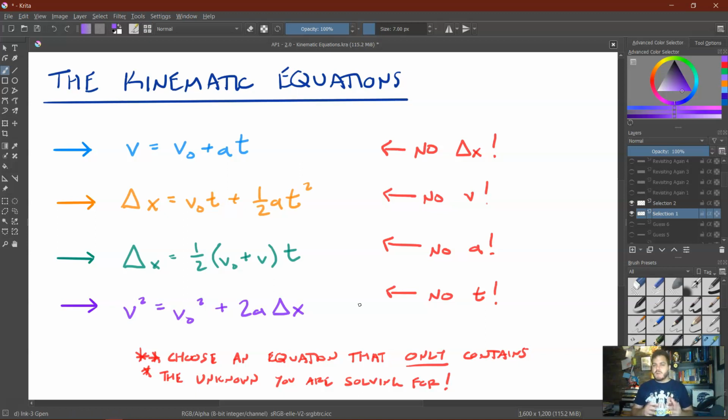Okay, now it's going to be a little more clear in a second, but a lot of times when you're looking through these equations, a lot of them will have 2 unknowns for the problem you're solving for. And if they have 2 unknowns, it's not real helpful. You can't algebraically solve that for a specific answer, so we want only one unknown in the equation that we pick, and specifically the one we're solving for.